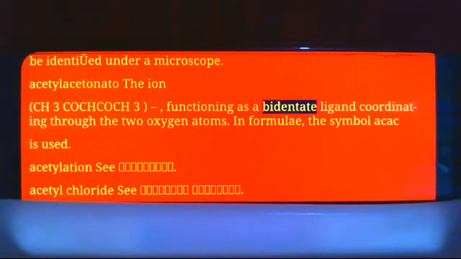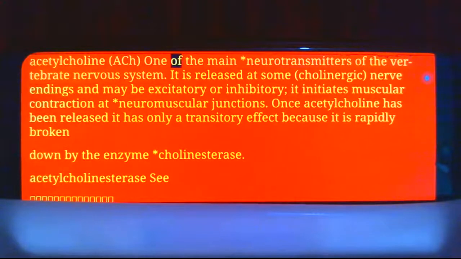CH3COCHCOCH3, functioning as a bidentate ligand coordinating through the two oxygen atoms. In formulae, the symbol acac is used. Acetylation. Acetyl chloride. Acetylcholine, one of the main neurotransmitters of the vertebrate nervous system.